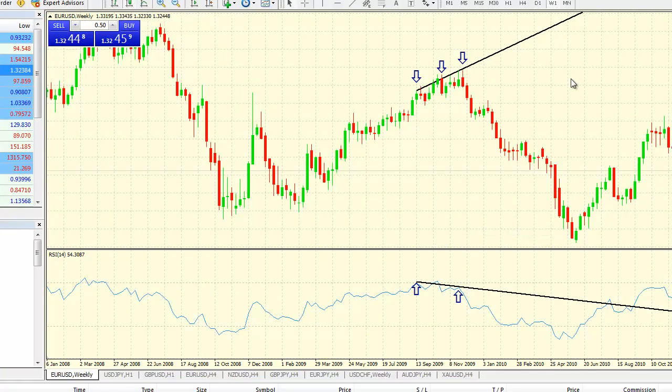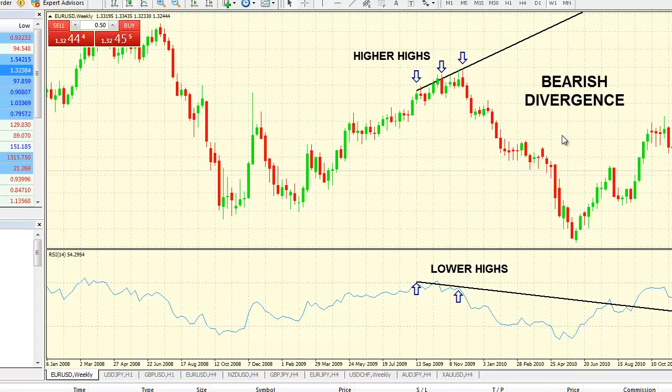Similarly, as we can see on the weekly chart, the pair is seen to be making higher highs. However, correspondingly, the RSI is making lower highs. This is considered as a bearish divergence, which is followed by a subsequent fall in the price value of the financial instrument being traded.